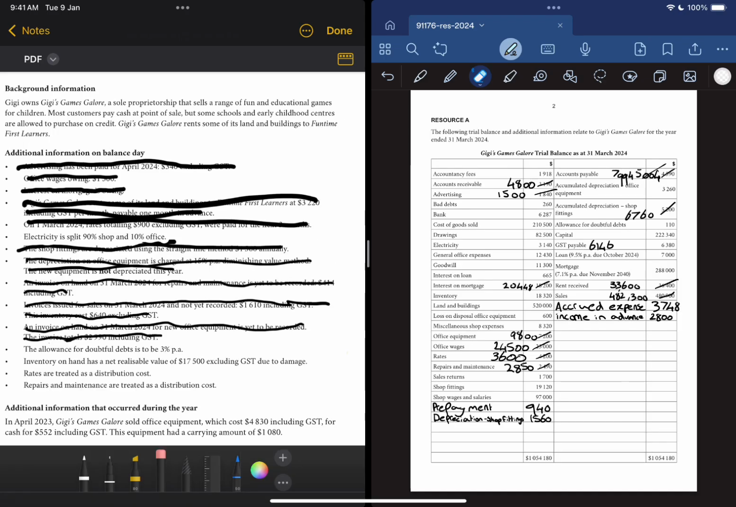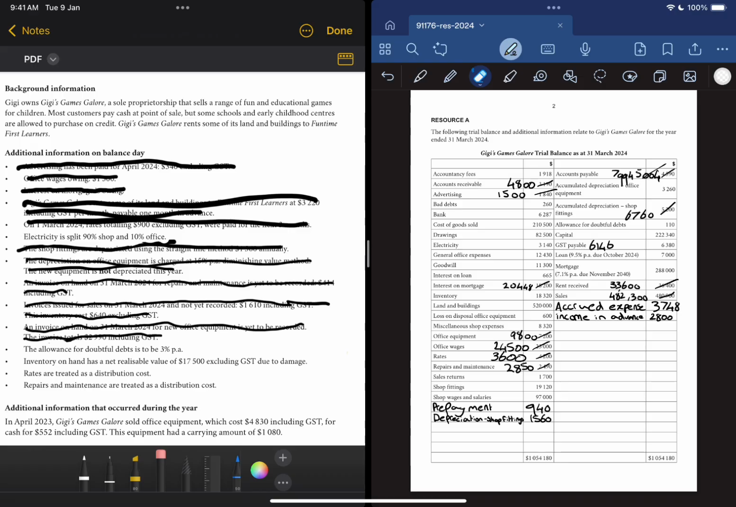Okay, so coming on to our next bullet point here, which is the allowance for doubtful debts is to be 3% per annum. Okay, so remembering back from our balance day fundamentals video, guys, the doubtful debts is a percentage of accounts receivable of people who we're not really sure if they're going to pay back their debts or not, okay? So it's not like bad debts where they've been completely written off. It's kind of like in a limbo phase where we're still not 100% sure.